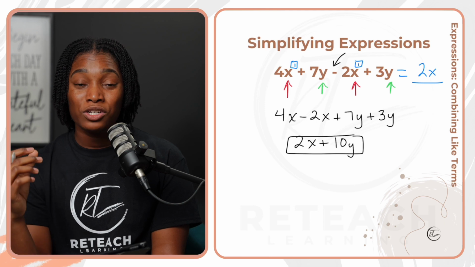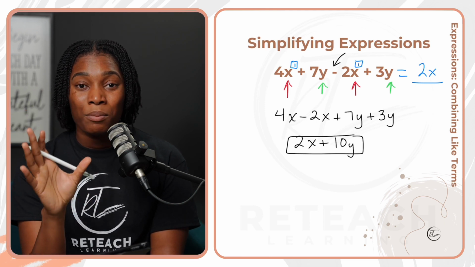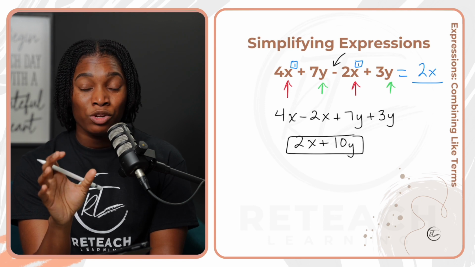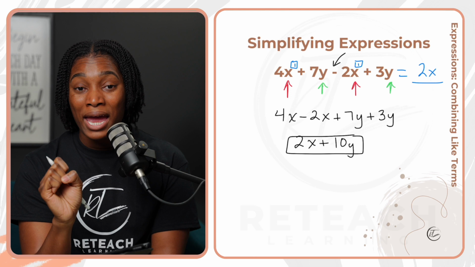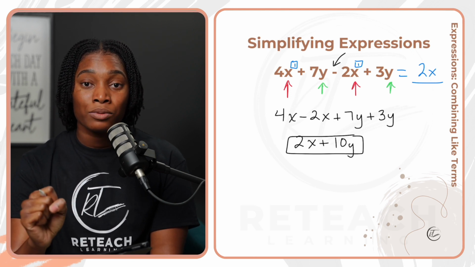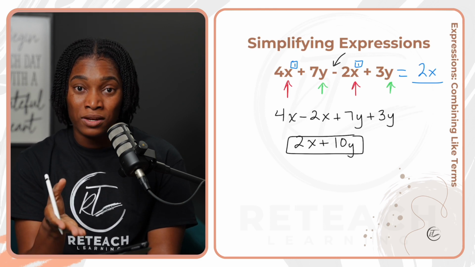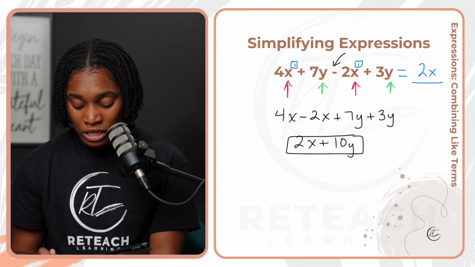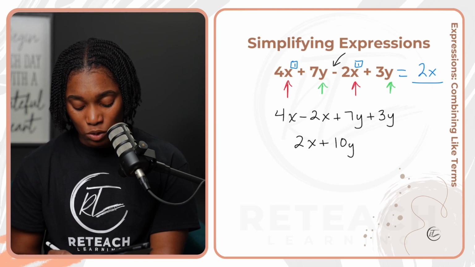But when you're dealing with simplifying expressions, all you're doing is combining like terms, getting rid of parentheses where you can. If you see that you can add or subtract or multiply and divide, you're trying to apply as many of the operations as you possibly can based on the expression given. And so if you take a look at my answer for a second, I have 2x plus 10y.